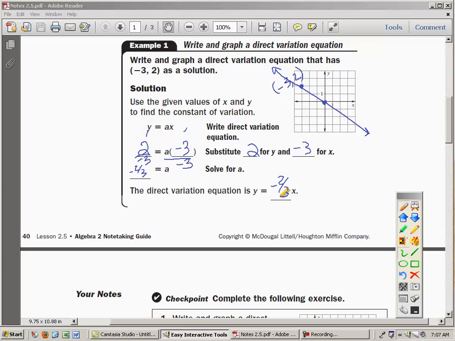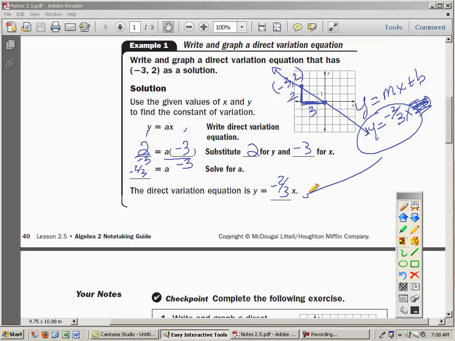Now, if we have a picture, we can also use a little common sense here and say, well, remember that a direct variation equation is just simply y equals mx plus b, where b is 0. And then if we could find the slope from the picture, it's just down 2/3. So my ratio is rise -2, run 3. And then we just get rid of this part, and there's your equation. So whichever way you like, it's perfectly fine.